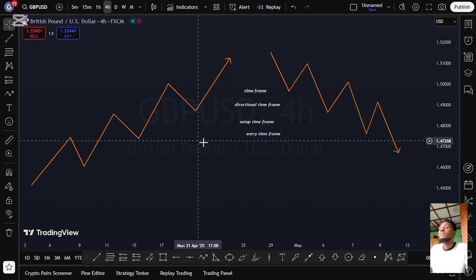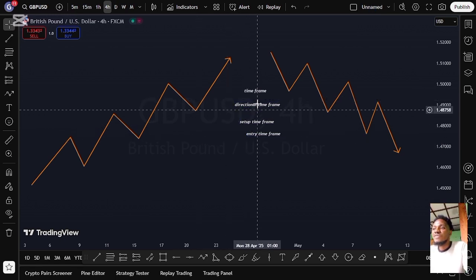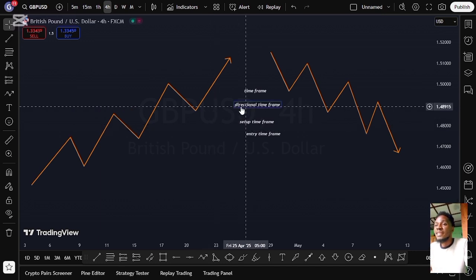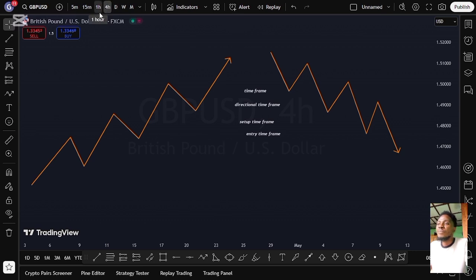Okay, so these different time frames mean different things to different traders. So what do I mean by that? My directional time frame might be my daily or weekly. For somebody else, it might be their 4 hour or 1 hour. My setup time frame might be my daily. For some other persons, it might be their 1 hour or 30 minutes. My entry time frame might be my 4 hour or 1 hour. Some persons might use 15 minutes, 30 minutes, or 5 minutes. Then for some scalpers, the entry time frame might be 1 minute, and the directional time frame might be the 1 hour, 30 minutes, and so on.